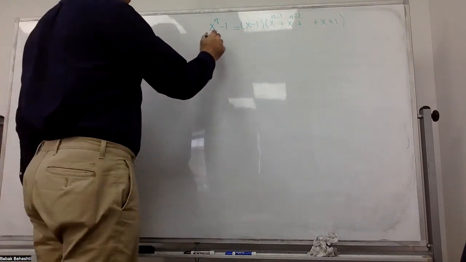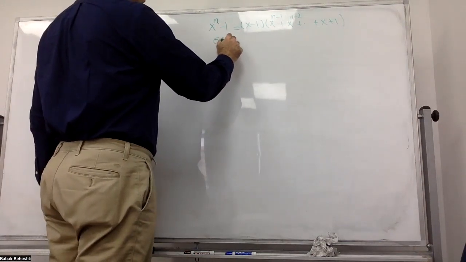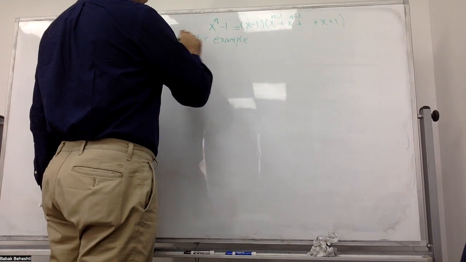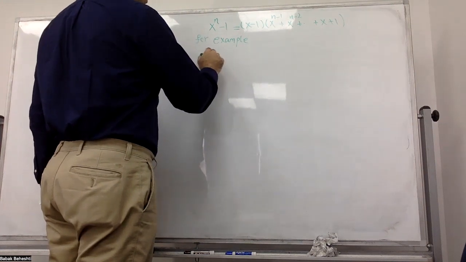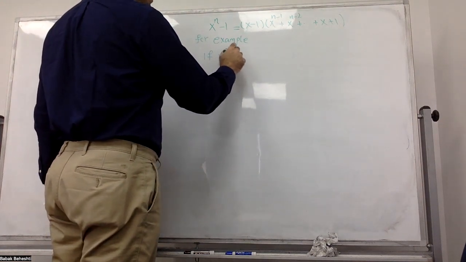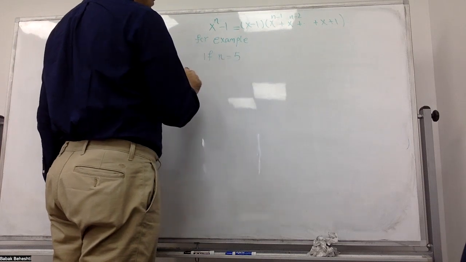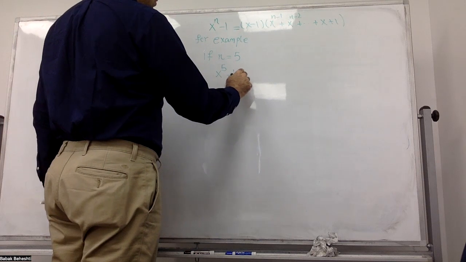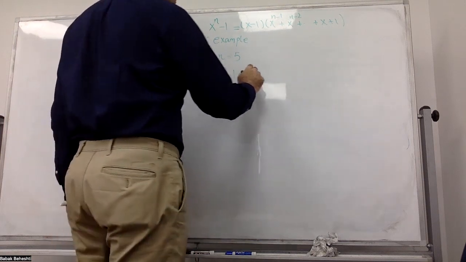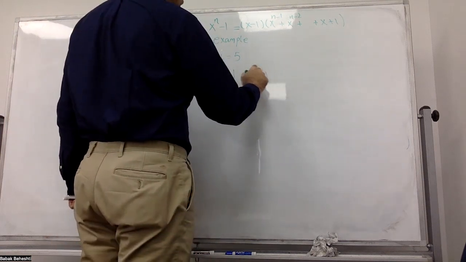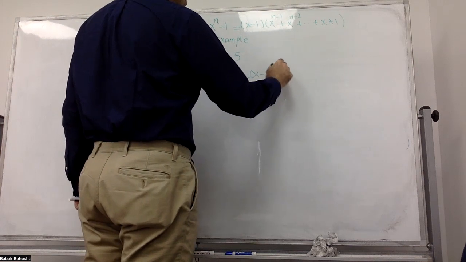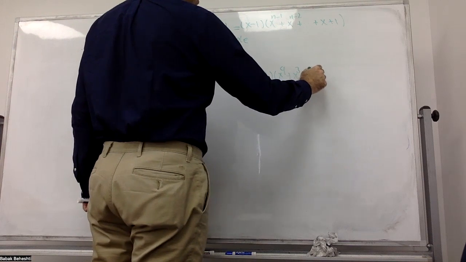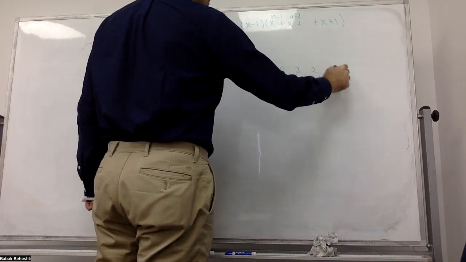For example, if n equal to 5, then x to the power 5 minus 1 is equal to x minus 1 times x to the power 4 plus x to the power 3 plus x squared plus x plus 1.